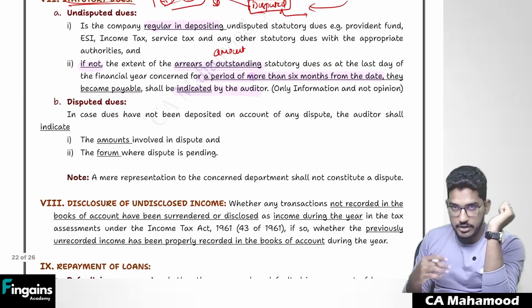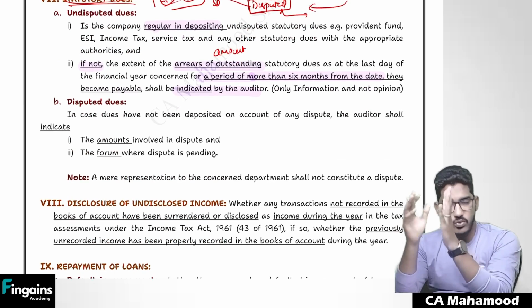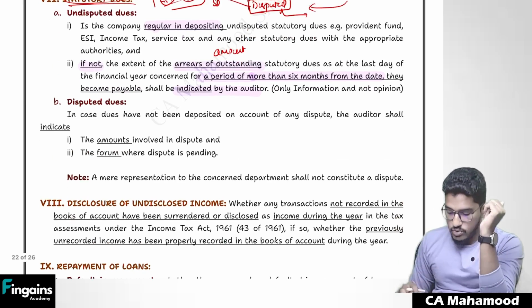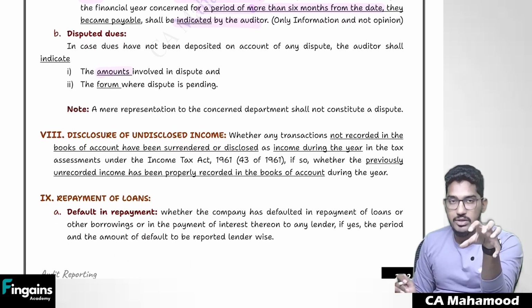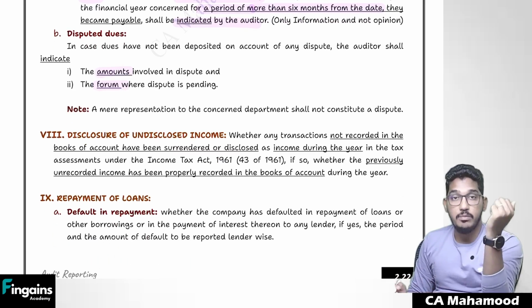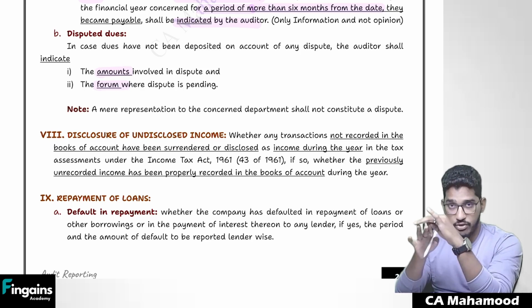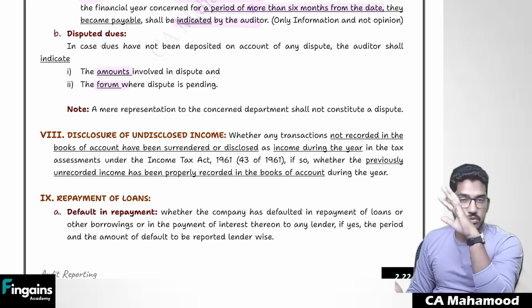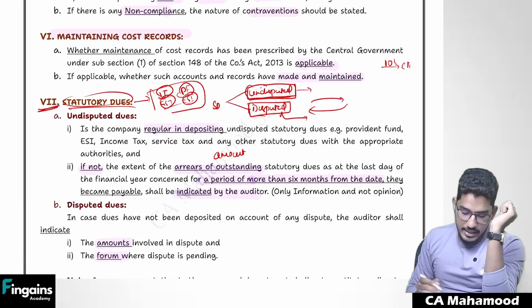If it is a disputed due, the company has not paid some amount because there is a dispute going on, there is a case going on. Regarding the disputed dues, what are the things I am required to report? I need to comment on what is the amount involved in the dispute, for how much amount the case is going on, and the forum where the dispute is pending, before which authority the case is pending. Is it pending before court? Is it pending before tribunal? Is it pending before commissioner? So that forum also I have to comment. Clear? So these are the reporting requirements regarding statutory dues.